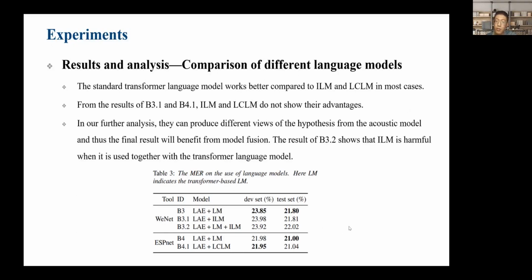We verify internal language model and long-context language model in Table 3. The standard transformer language model works better compared to internal language model and long-context language model in most cases. From the result of B3.1 and B4.1, internal language model and long-context language model do not show their advantages. But in our further analysis, they can produce different views of hypotheses from the acoustic model, and thus the final result will benefit from model fusion. The result of B3.2 shows that internal language model is harmful when it is used together with the transformer language model.